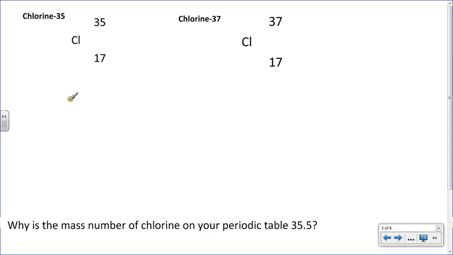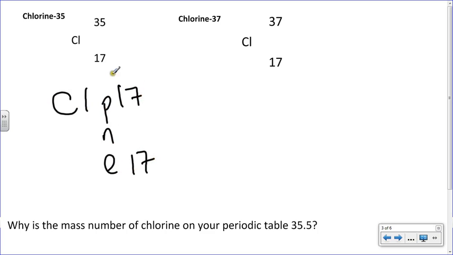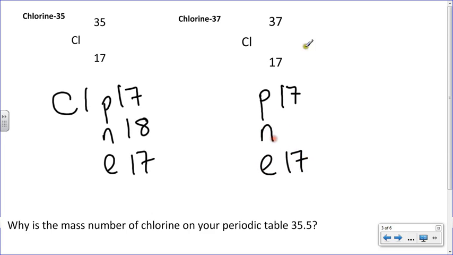Okay, so if we look at chlorine, we've got protons, neutrons, electrons, 17 protons, 17 electrons and 18 neutrons in this one. That's 35 take away 17 is 18. For chlorine 37, the number of protons is still 17, the number of electrons is still 17, but this time 37 take away 17 tells us that there are 20 neutrons in the chlorine 37 isotope. So chlorine 37 is a heavier isotope.